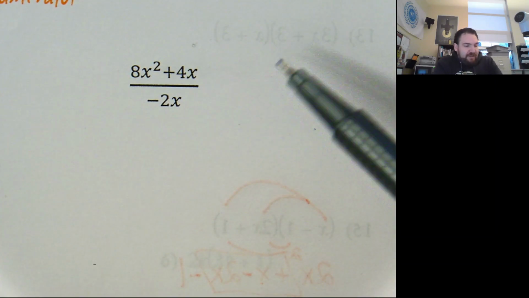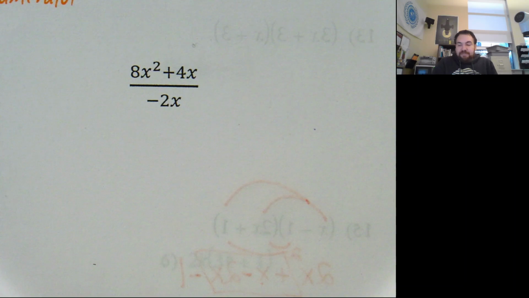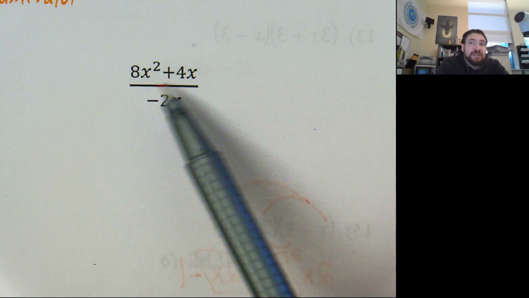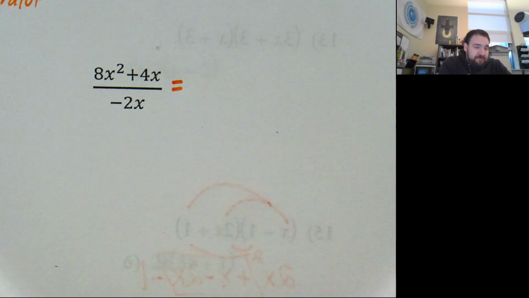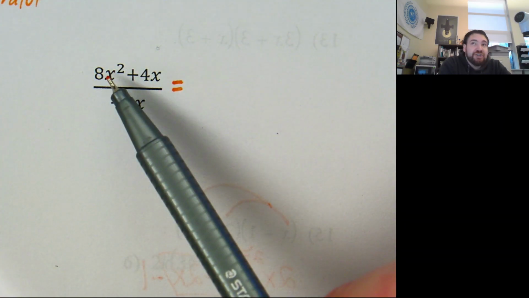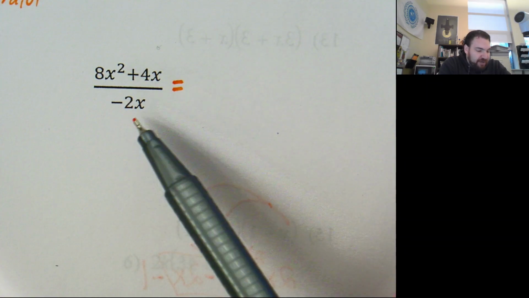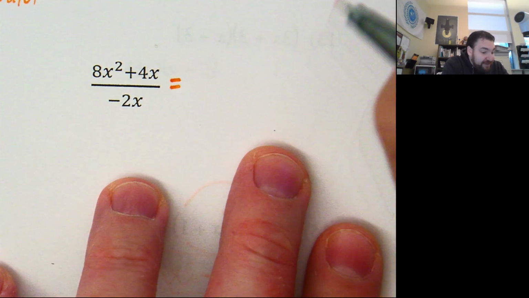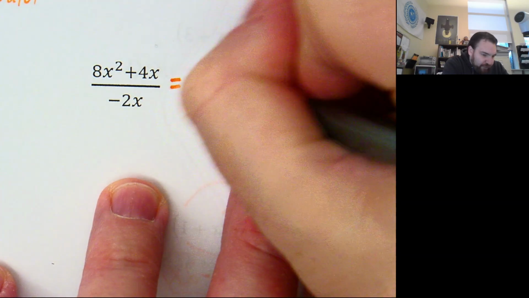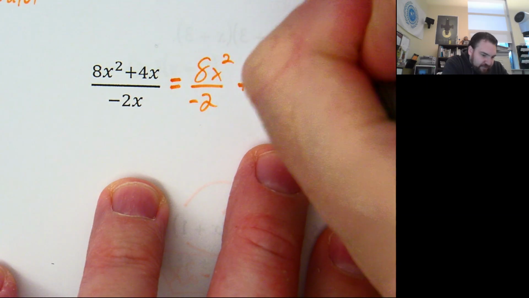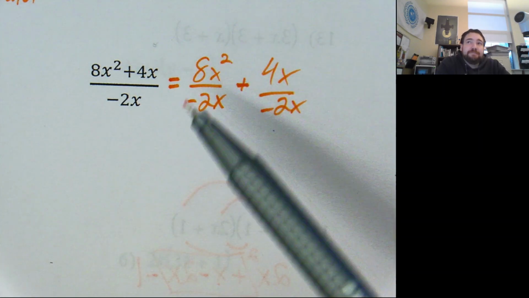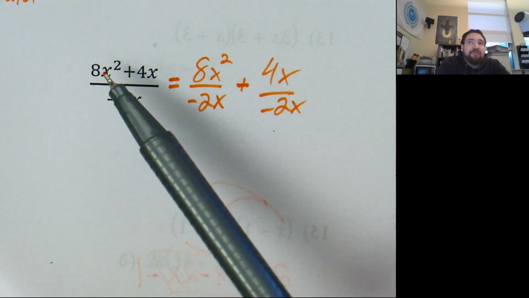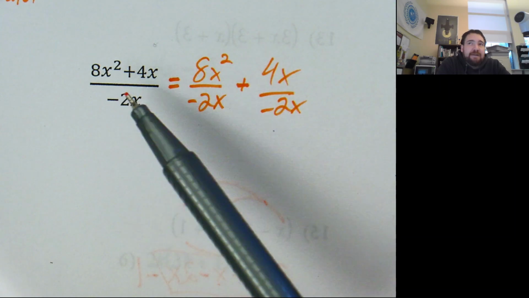Okay, so let's do another one. I've got 8x squared plus 4x, all divided by -2. What we need to make sure we do, again, is when you've got multiple terms in the numerator, we need to split this thing up. This is going to become this problem. We need to make sure that we divide each term in the numerator by what's going on in the denominator. So I'm going to rewrite this thing as 8x squared over -2 plus 4x over -2. Sorry, that's -2x. Rewrite it as every term in the numerator divided by the denominator.